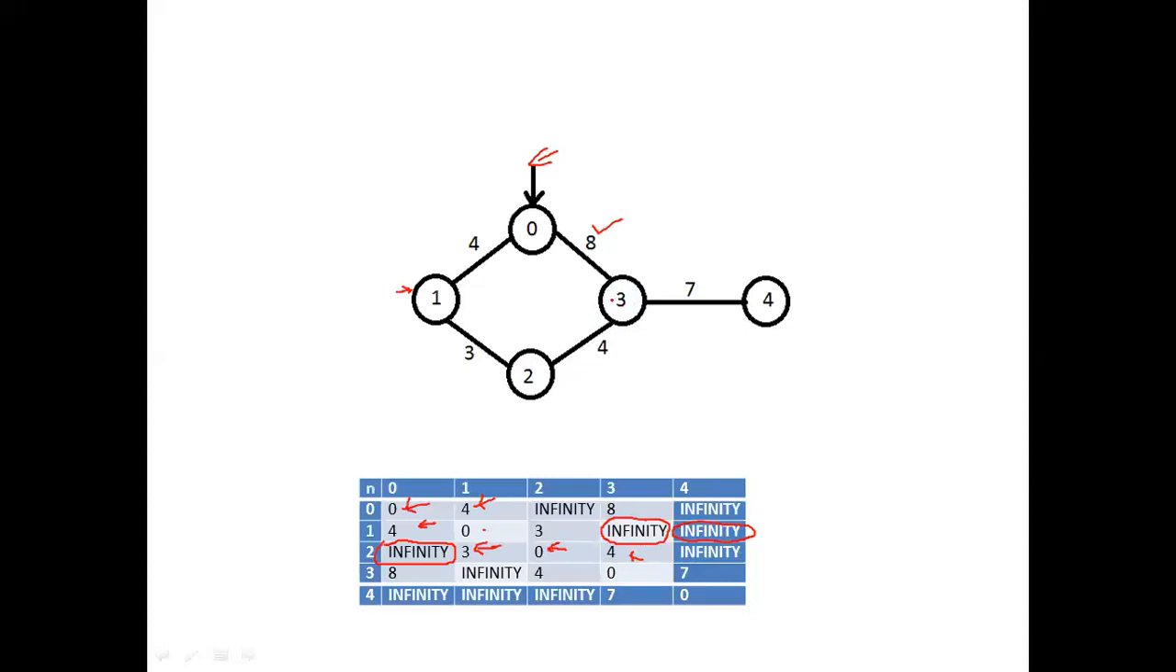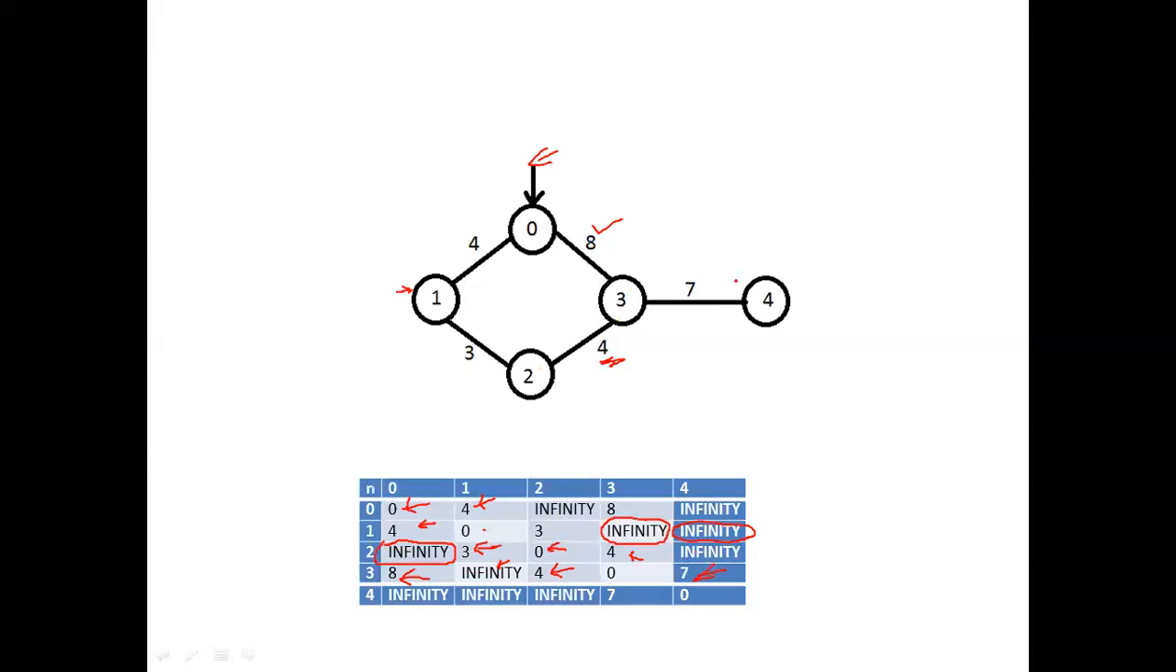Similarly, if I take the third node, from third node to zeroth node, there is a direct connection. Its weight cost is 8. That's why it is entered here, 8. Next, third node to the first node, there is no direct connection, infinite. Similarly, from third node to second node, there is a direct connection and its weight cost is 4. Here you can observe there is a weight cost of 4. Next, from third node to fourth node, there is a direct connectivity and its weight cost is 7. So here you can observe it is entered as 7.